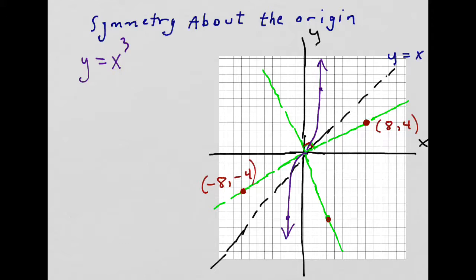So if you were asked to find a point that was symmetric about the origin, and your point given was 8, 4, this would be the point -8, -4 that was symmetric to it about the origin.